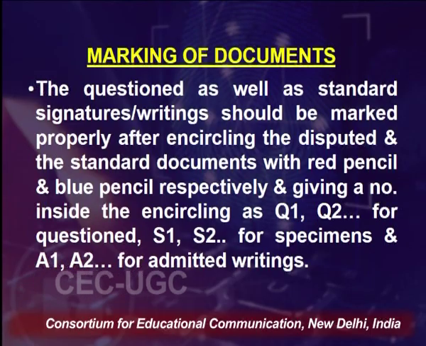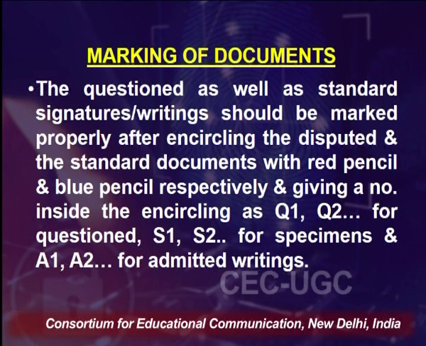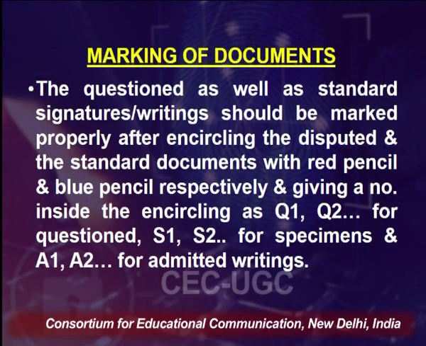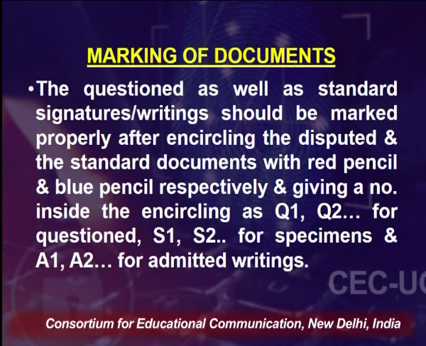the documents properly. Whenever the questioned document is there, the thing, signature or handwriting which is under question should be marked as Q1, Q2, Q3, and in the specimen documents they should be marked as S1, S2, S3, and for the admitted writings they should be marked as A1, A2, A3. So, whenever we have the GEQD, Government Examiner of Questioned Documents, those forensic examiners, whenever they are analyzing these questioned documents and comparing them with the specimens or the admitted handwritings, they always use a red pencil and a blue pencil.